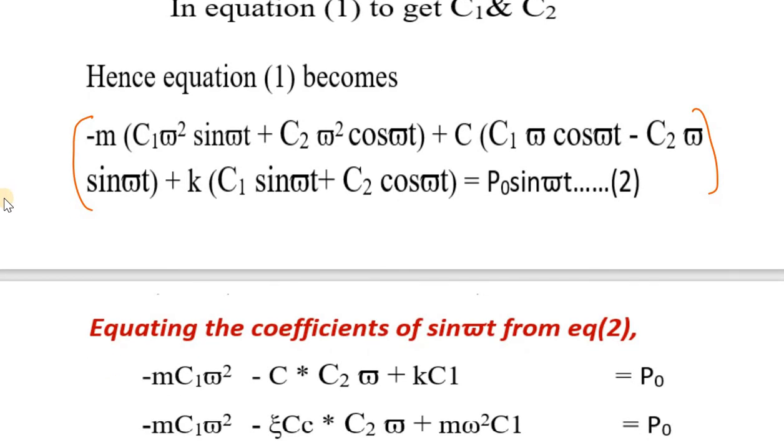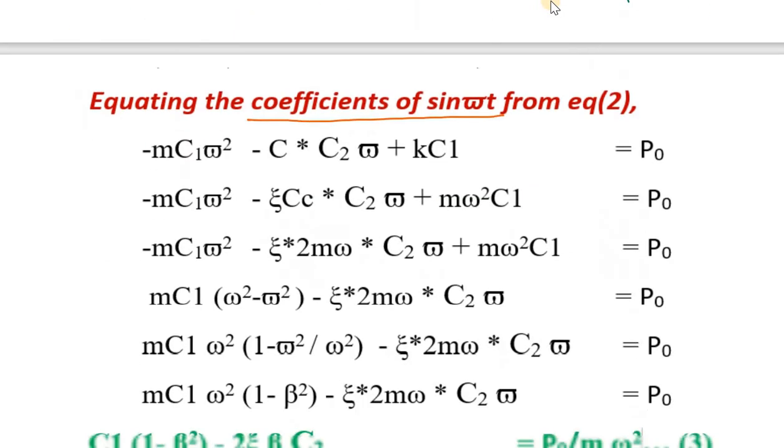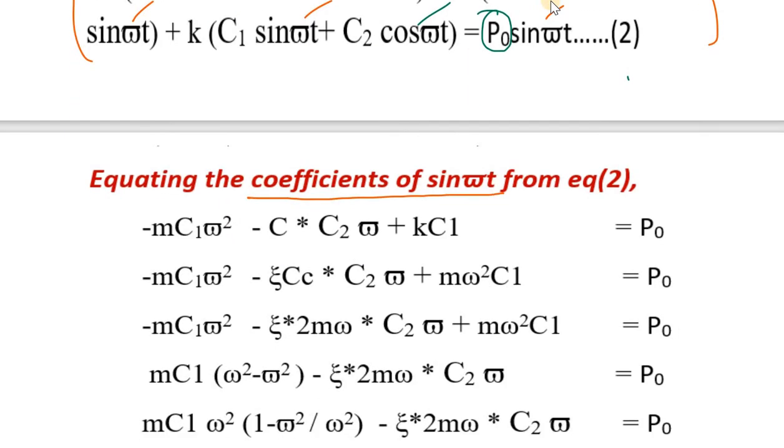First, I will be equating the coefficients of sin omega t. Here you can see there is sin omega t, here also sin omega t is there. Then again we have cos omega t also, here it is cos, again cos. So first of all, I will be equating the coefficients of sin omega t. I am taking all the coefficients. What is the first coefficient? Minus c1 omega square, that is written here. Likewise, here the coefficient is sin omega t, p0.